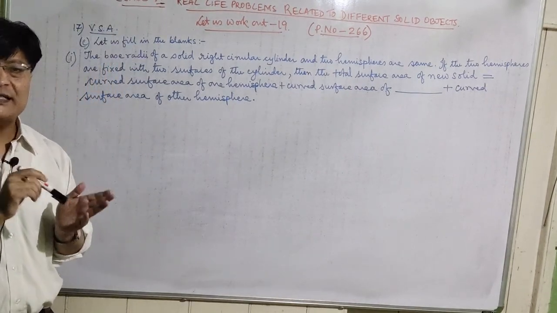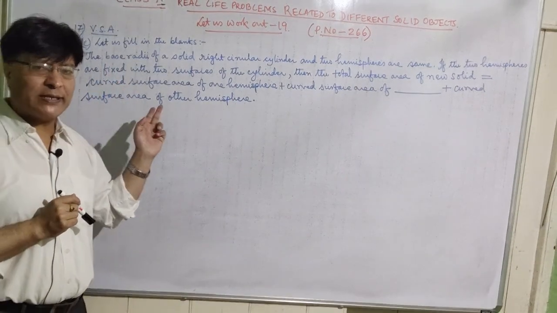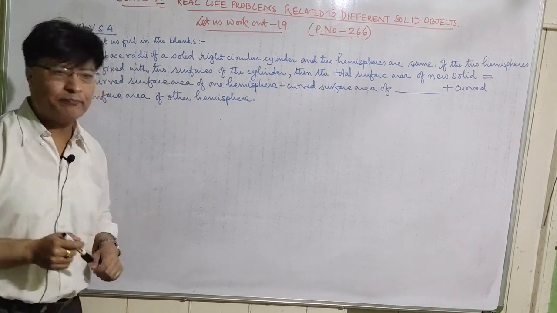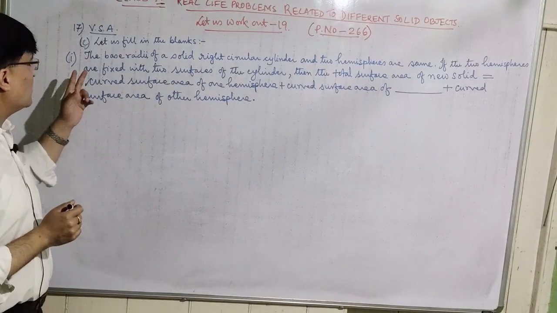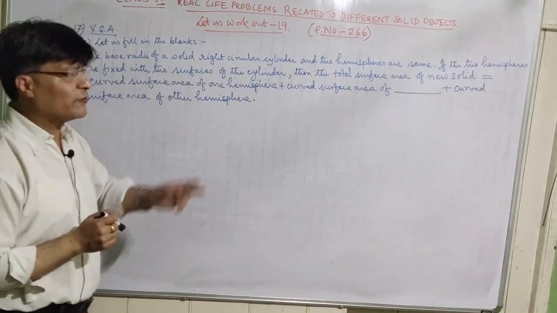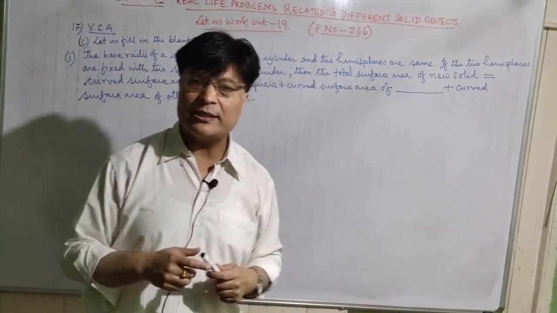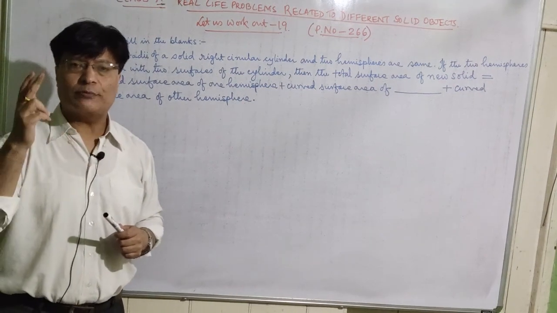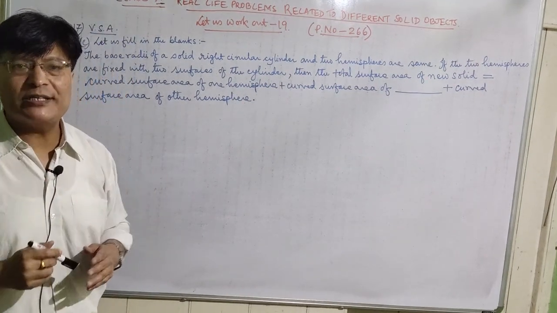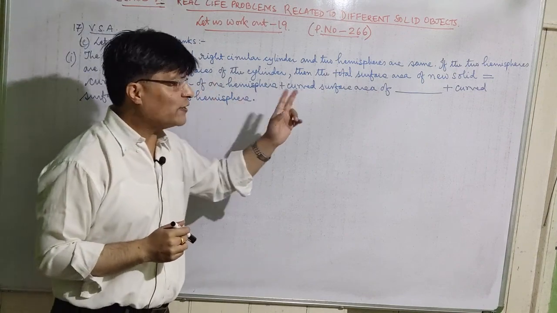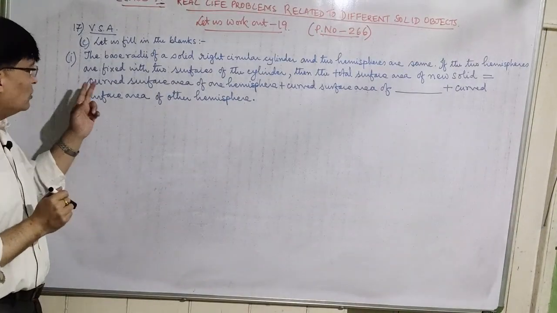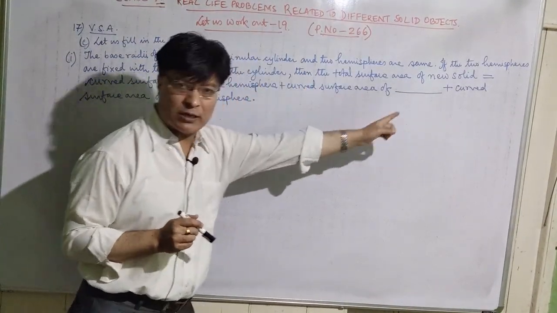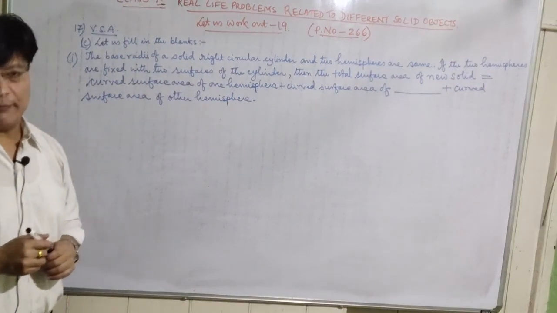Okay, their base radii are the same. That is, the base radii of the solid right circular cylinder and the two hemispheres are the same or equal. Now, in the question it is given that the two hemispheres are fixed with the two surfaces of the cylinder and a new solid is formed, and the total surface area of the new solid will be equal to the curved surface area of one hemisphere plus the curved surface area of dash plus the curved surface area of the other hemisphere.